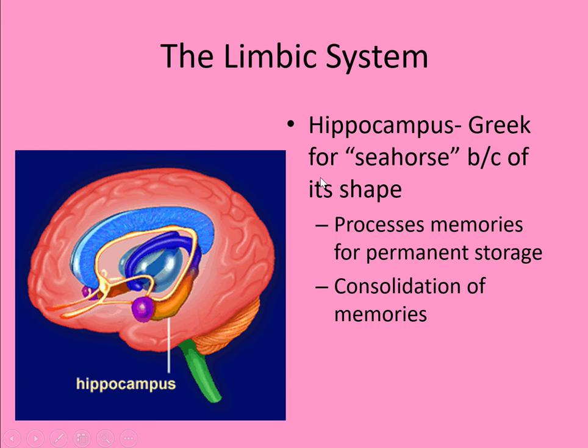So the first part we're going to look at is this weird glowing part that turns orange. I don't really like that, but it's the whole blue thing that wraps around. If you think of it like a seahorse tail, that's actually what it's Greek for, seahorse. Okay? And it deals with consolidation of memories. Okay, this is short-term to long-term.